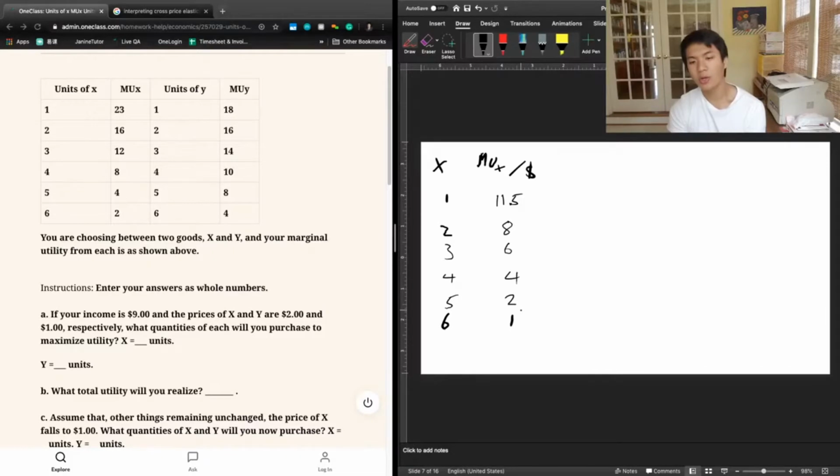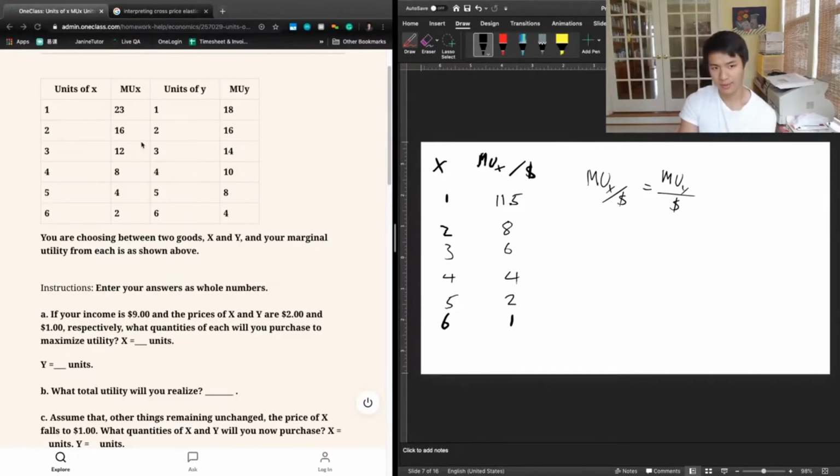And so in order to spend optimally, we want to buy the amount of units that we are allowed to buy within our budget that also make the marginal utility per dollar for good X equal to marginal utility per dollar of good Y. This is our utility maximizing condition. Marginal utility of good X per dollar is equal to marginal utility of good Y per dollar. That's what we want to make equal. So 11.5 is not equal to anything here. 8 is equal to something here.